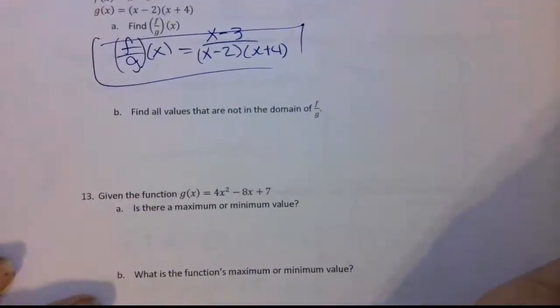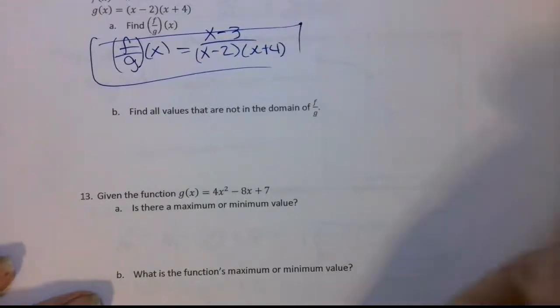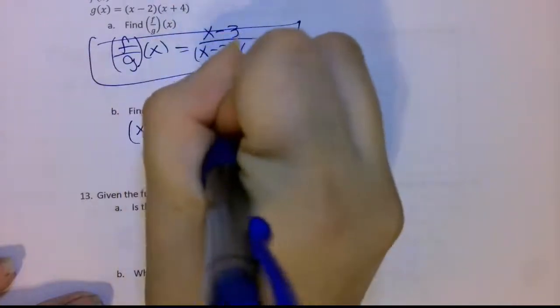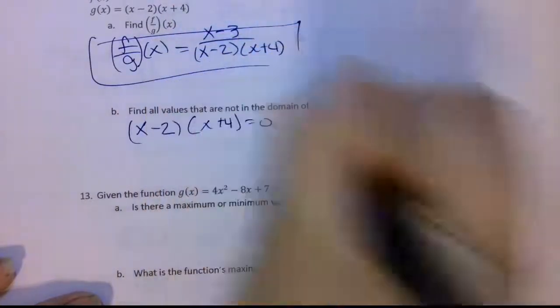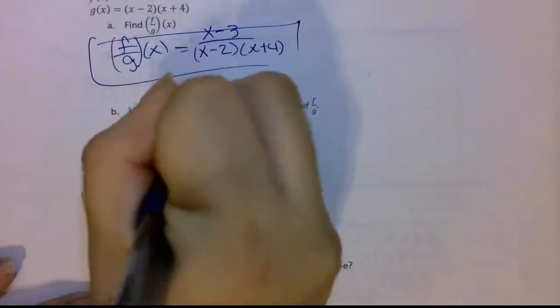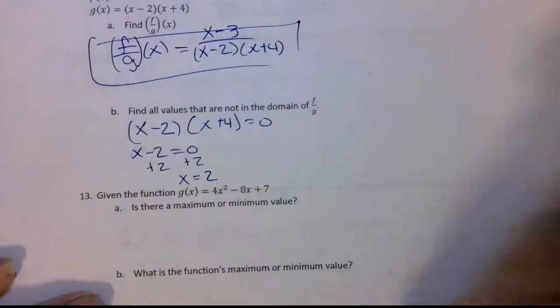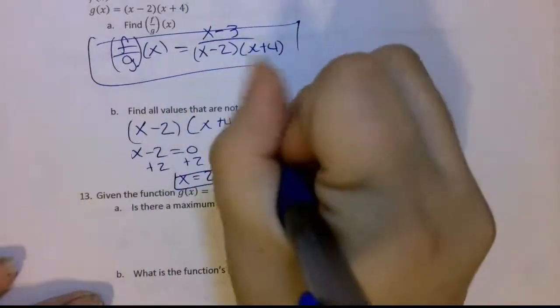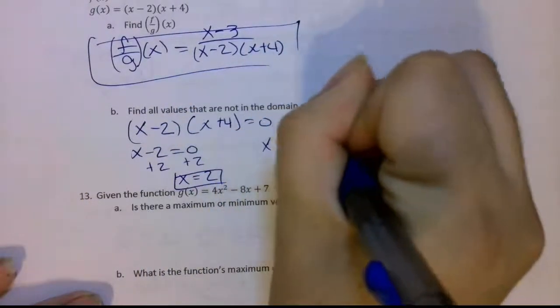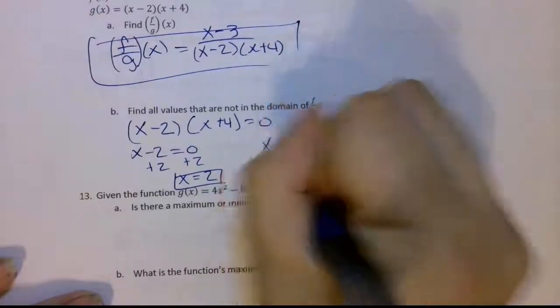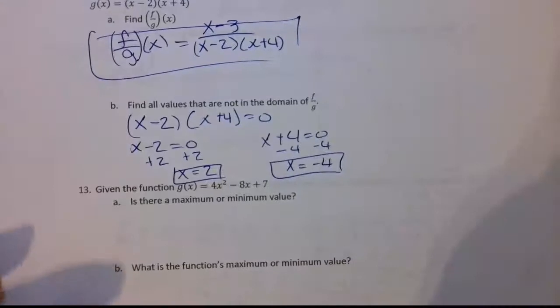B wants me to find all the values that are not in the domain. This is where I take the denominator and set it equal to 0. So then I have x minus 2 equals 0. x equals 2 is not in the domain. And I do the same thing for x plus 4. x equals negative 4 is also not in the domain.